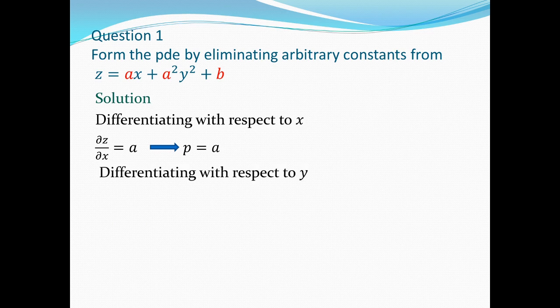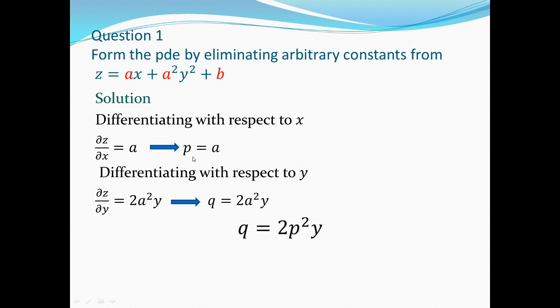Now we differentiate with respect to y to get the equation, dou z by dou y is equal to 2a square y. Dou z by dou y is denoted as q, and hence we have q is equal to 2a square y. In the previous equation, we have already seen that p is equal to a. That is, instead of a in the second equation, we can substitute p, and hence our PDE will be q is equal to 2p square y, which does not involve any arbitrary constants.